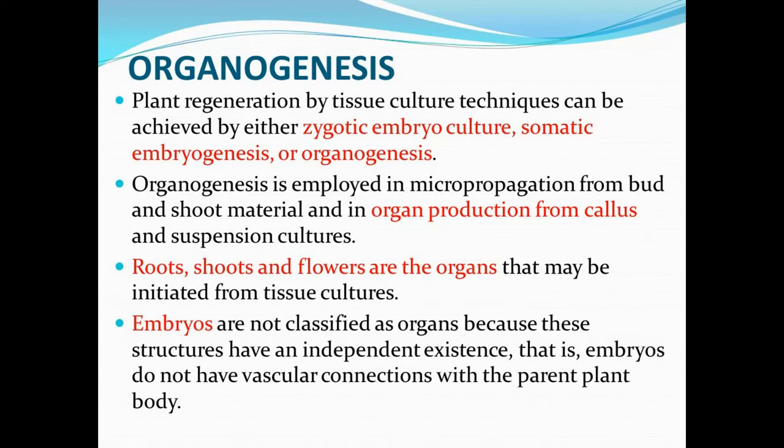Now first we see here organogenesis. Organogenesis is plant regeneration by a tissue culture technique that can be achieved either by zygotic embryo, or by organogenesis, or by somatic embryogenesis. It can be used from bud and shoot material. We can propagate it from shoot and bud material, and in organ production from callus and suspension culture. Root, shoot and flower are the organs that may be initiated from tissue culture. Now here is the question, why can we not take the embryo? Because embryos are not classified as organs, as the structure has an independent existence, so the embryo does not have a vascular connection with the parent plant body.